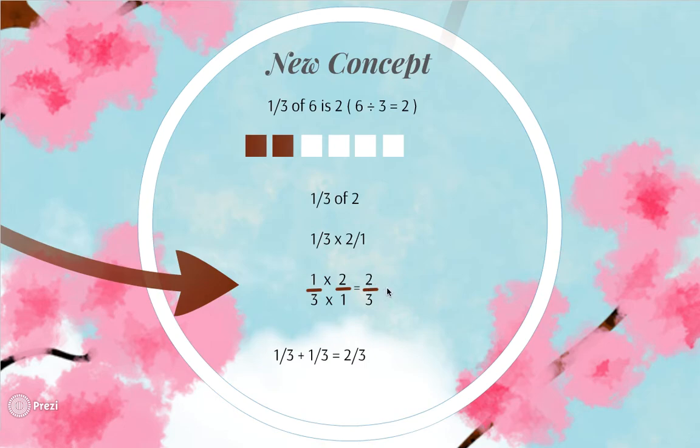Basically, what you're doing here is, remember, multiplication is kind of like addition, right? So if you do 1/3 times 2, you're basically adding 1/3 plus 1/3. You don't mess with the denominator, you just add your numerators, and then you have 2/3. And that's what we get here, okay?